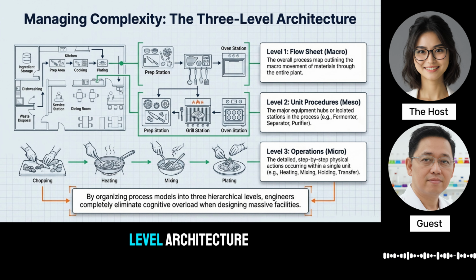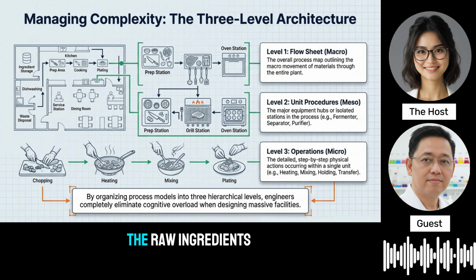Thinking about this 3-level architecture, it actually sounds a lot like the logistics of running a massive high-end restaurant. A restaurant is actually a great way to frame it. How would you map that out? Well, level 1, the flow sheet, would just be the big picture, like the entire restaurant floor plan. Right, the macro view. Exactly. It shows where the raw ingredients enter the loading dock, how they flow into the kitchen, and how the cooked food leaves through the dining room, just the flow of materials.